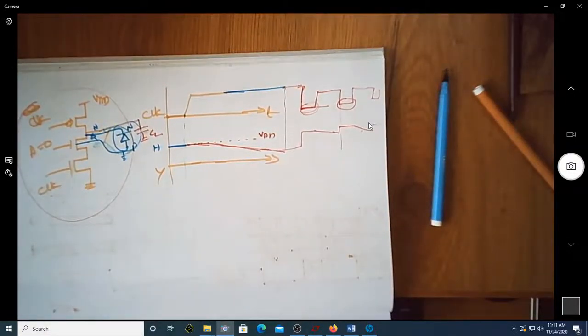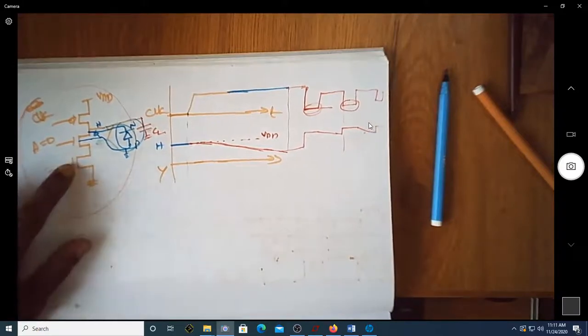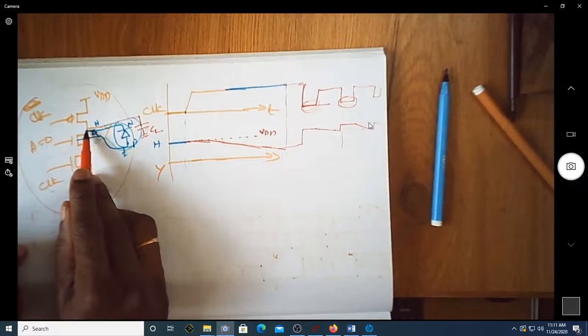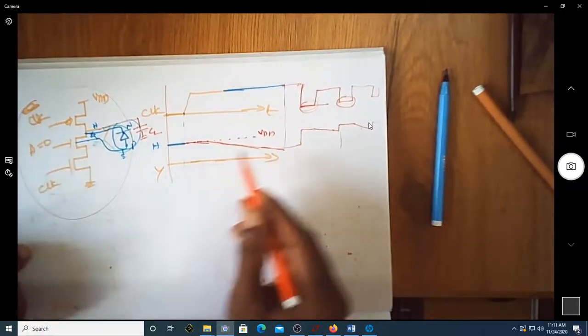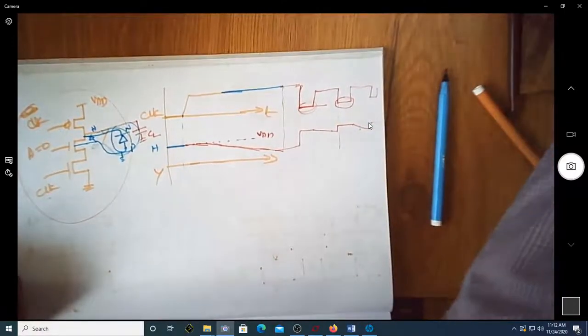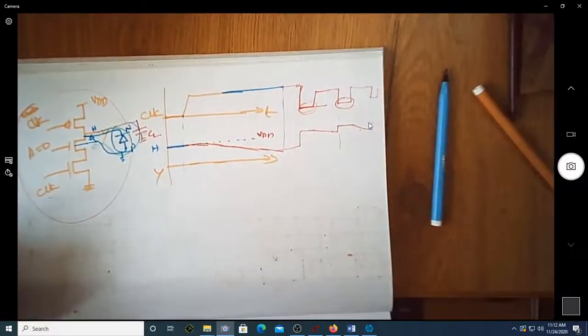So to avoid this charge leakage, what they will do is the clock will be always running. Of course, you'll keep on pre-charging the things at a regular interval. So this is one possibility of avoiding this charge leakage.